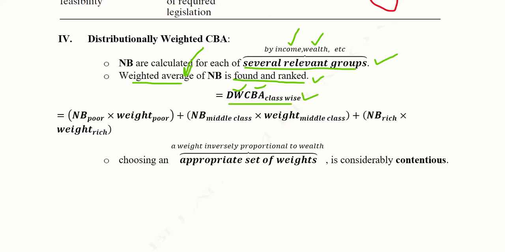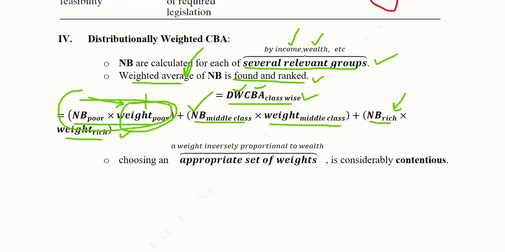If you consider this formula, it's a very simple formula and effective as well: the net benefits of the poor have their own weight, the net benefits of the middle class have a certain weight assigned to them, and a certain weight is assigned to the net benefits of the rich. And in this case, definitely we expect that more weight is given to the net benefits of the poor as compared to the middle class, and definitely as compared to the rich class, because we want to benefit them the most as compared to the other classes in the society.